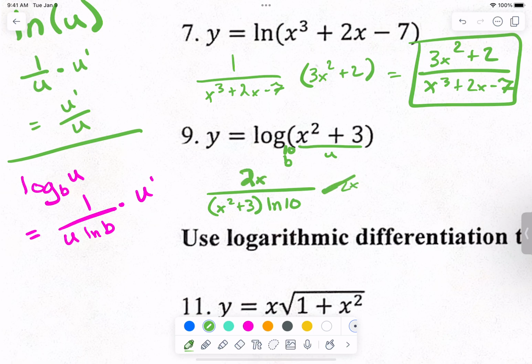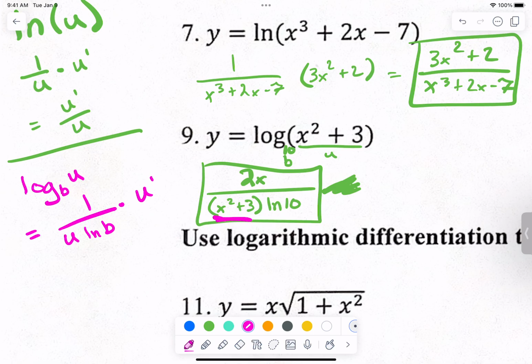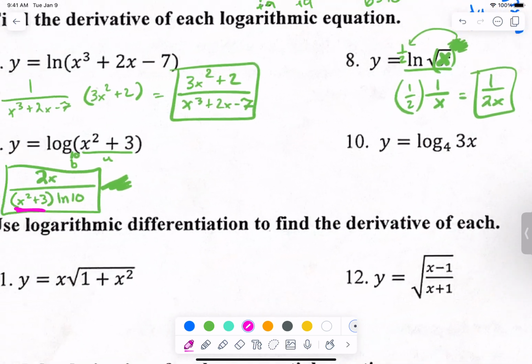Can I do that? Mm-hmm. And I'm going to get rid of him there. Okay, so times u prime, and that's just what he is. That is all: 2x over x squared plus 3. Make sure you put parentheses around your x squared plus 3, so it doesn't just look like the 3 is being multiplied by the ln. B is 10. All right, you try number 10.